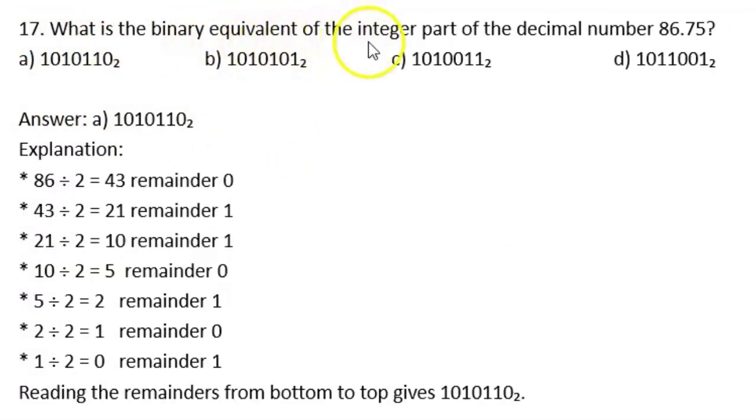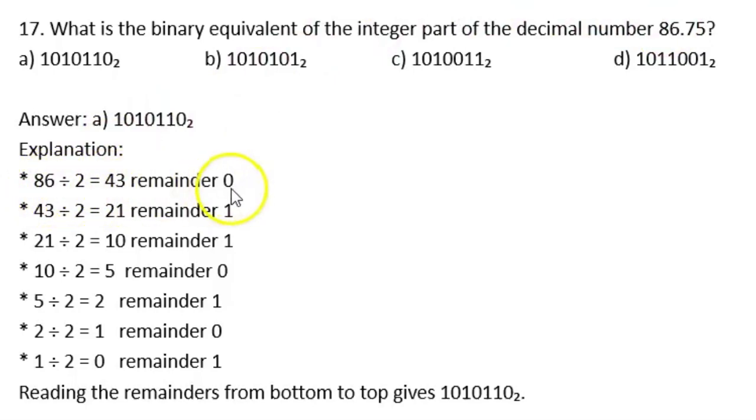Question number 17. What is the binary equivalent of the integer part of decimal number 86.75? The integer part is only 86. How is decimal transformed to binary? Using 0 and 1.